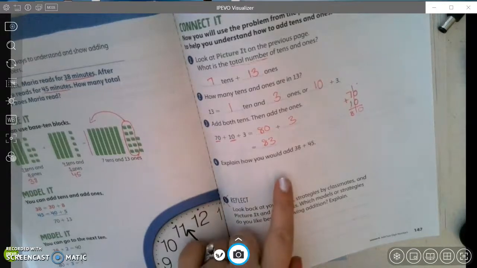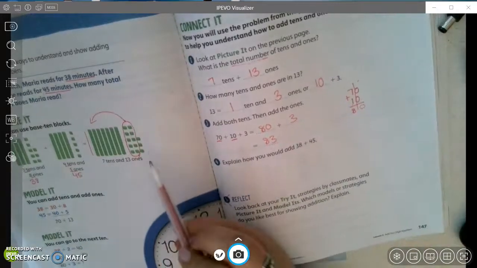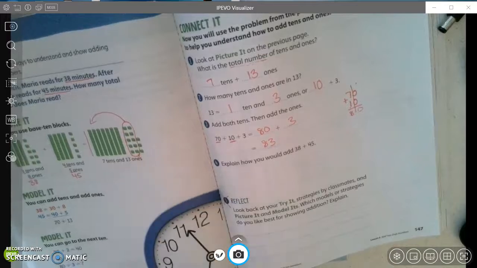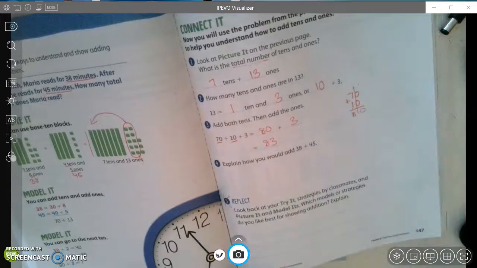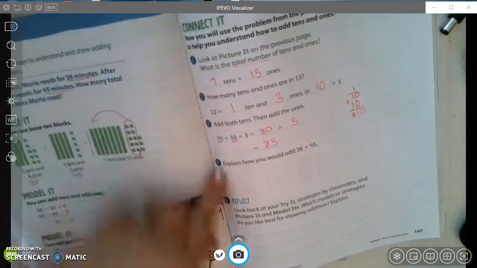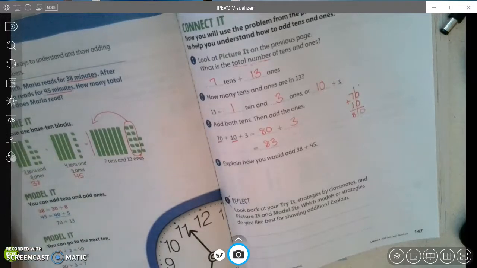Your explanations should be one of these 3 methods, okay? So you could use base 10 blocks like this. You can take it apart and do, wait, what? 38 and 45 is what we've been talking about. What do you mean explain how you would add it? We've been adding it. Ignore me. We're not doing that one. Okay.